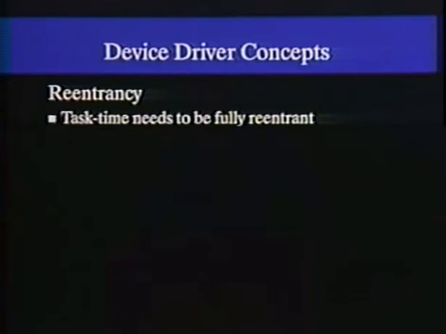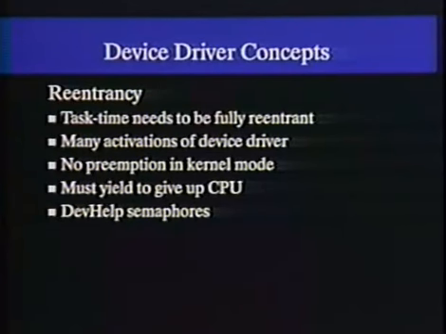Device drivers need to be fully reentrant. The task time portion of a device driver may be reentered multiple times, depending on how the device driver is structured, and the device driver writer needs to be aware that he needs to perform as much reentrant coding as possible. These activations may occur due to a device driver blocking in the task time portion, another task being awakened, and then issuing a similar call to the same device driver. Running in kernel mode, however, you're not preemptible, so you need not worry about preemption causing the reentrancy. Like, you must yield to give up the CPU, or you must block to give up the CPU.